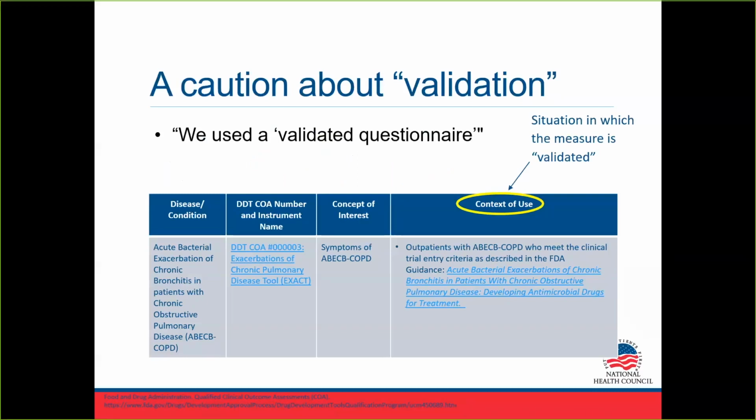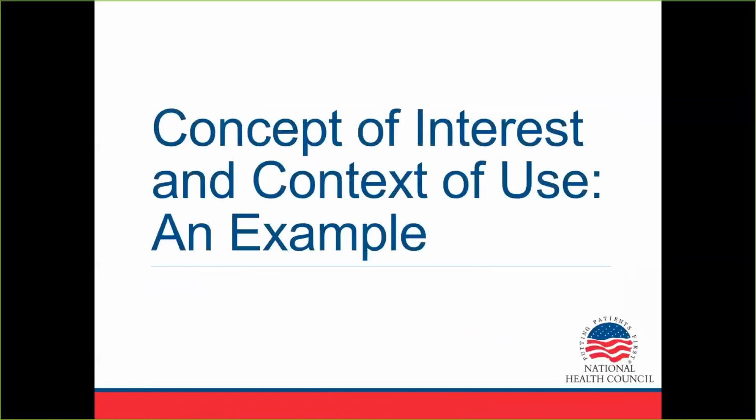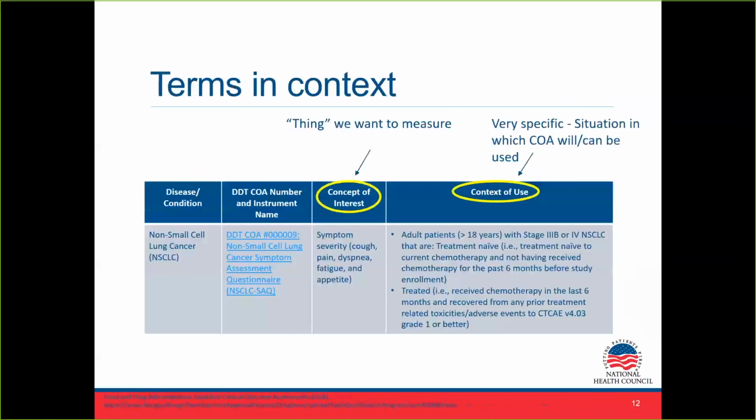Yeah, that's helpful. One other question that came in was also related to another column in your tables that was the DDT COA number and instrument name. If you might be able to review where those come from and also how they fit into the rest of the table. I'm sorry, which slide were you talking about? The previous one, or? I think I can answer it.